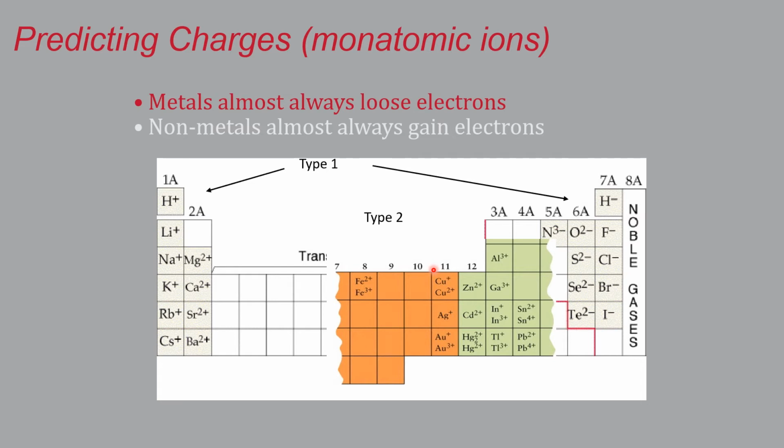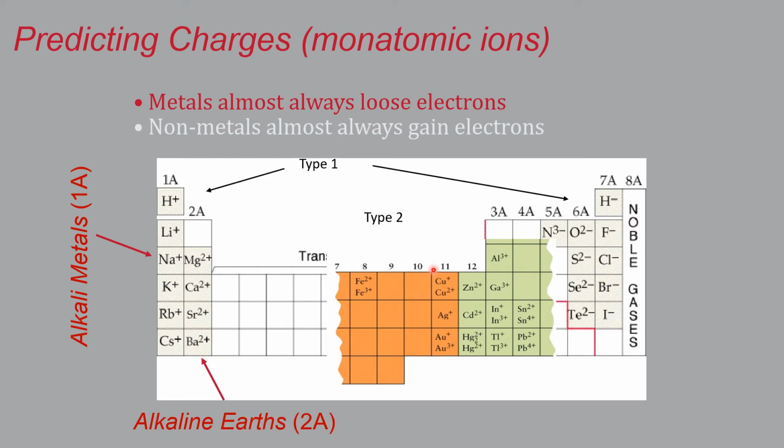And so while I've got this up here, I want to show you a couple of other things. Often these groups, the columns, have names, and you'll be expected to know a couple of them. The first one is this first group all the way on the left. These are called alkali metals: lithium, sodium, potassium, rubidium. And again, that name applies to both the neutral and the ionic form of the element.